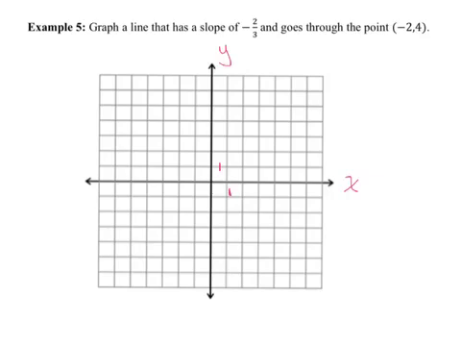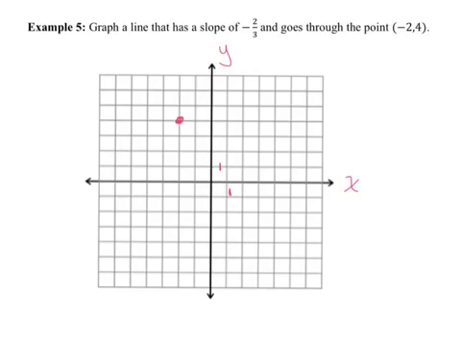So I go negative 2, 4, that's right here. I go ahead and I put a point there. Now, the slope is negative 2/3. So this line is going to rise or fall? Fall, because it's negative. So I know it's going to go down already. I already know that this thing is going to go down like that. So I can already see that I'm going to have some sort of a decreasing line.